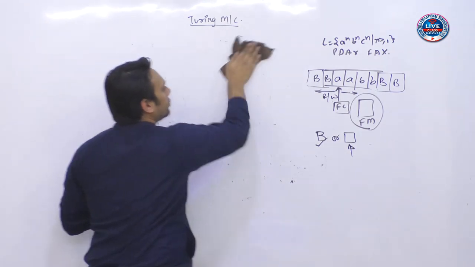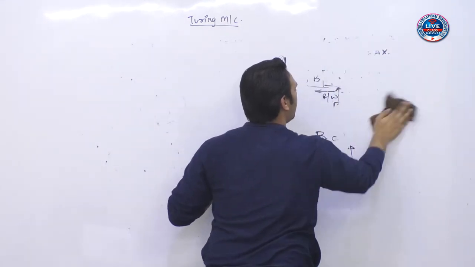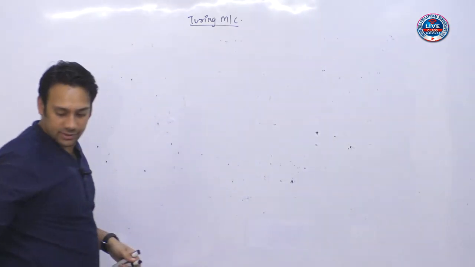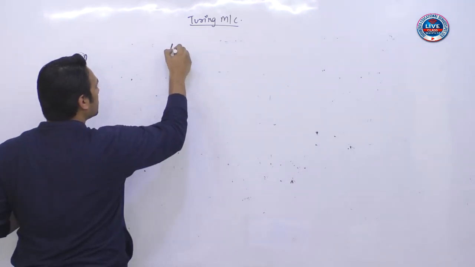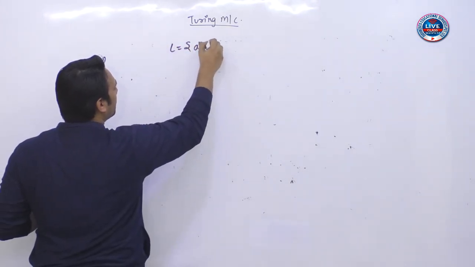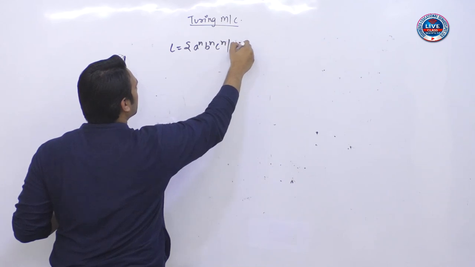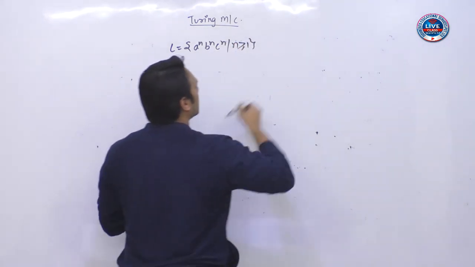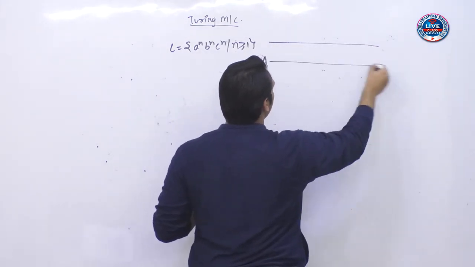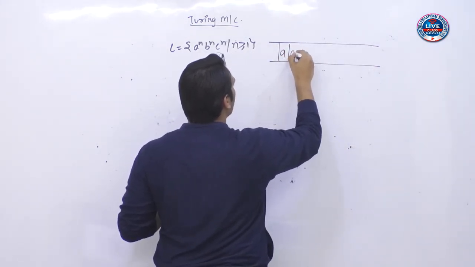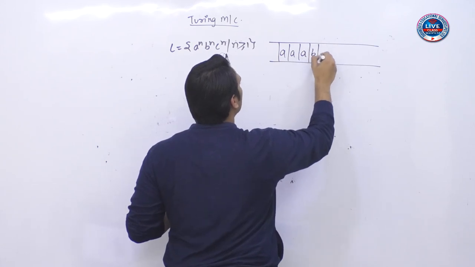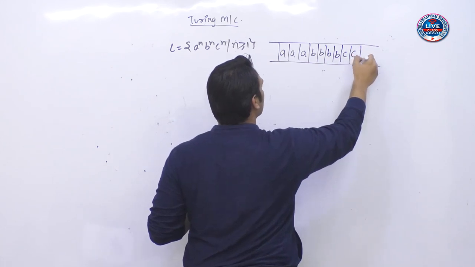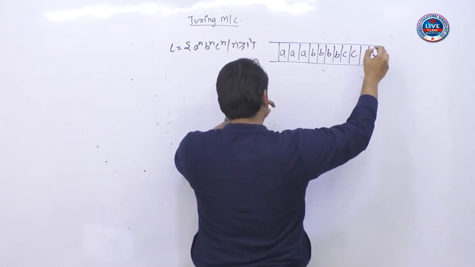So let me show you how I can do it. Let us assume that we have this same language. The language is a raised power n, b raised power n, c raised power n, such that n is greater than or equal to 1. And the string that we have been given for this language is a, b, b, b, b, c, c, like this. This is your string, okay?